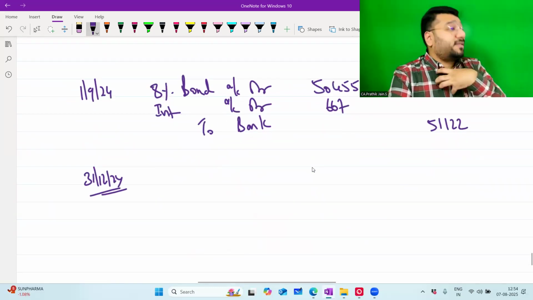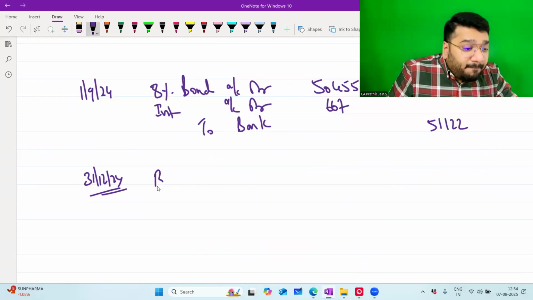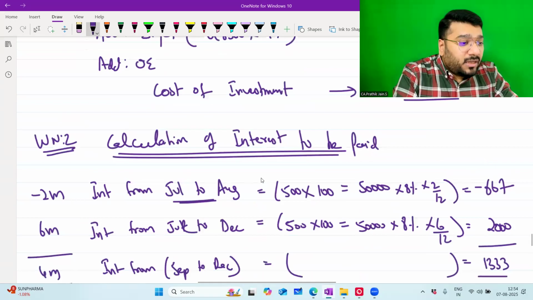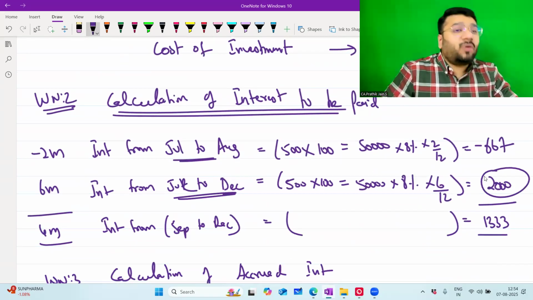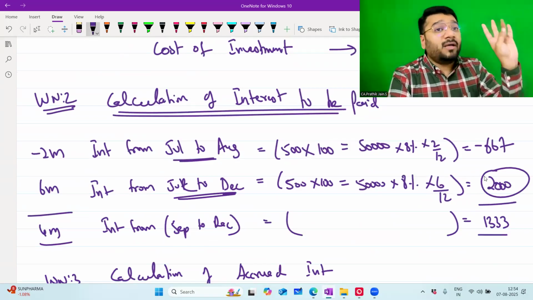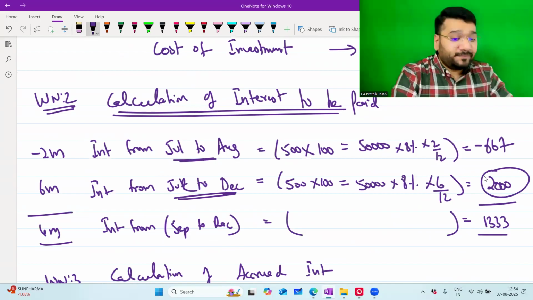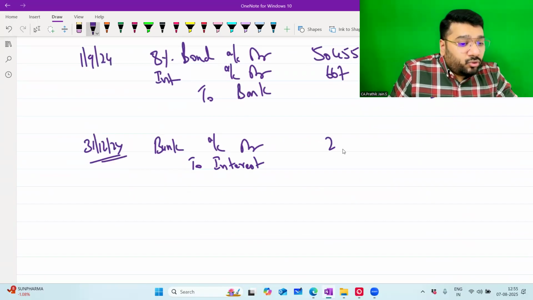Sir, we will receive interest. We will receive interest in our bank account. Debit what comes in, debit the receiver. Bank account debit. How much money will come? Refer to working note number 2. July to December, you will get 6 months of interest, 2,000 rupees. July, August, September, October, November, December. 6 months you will get. Bank account debit, and this is your income. So interest 2,000.